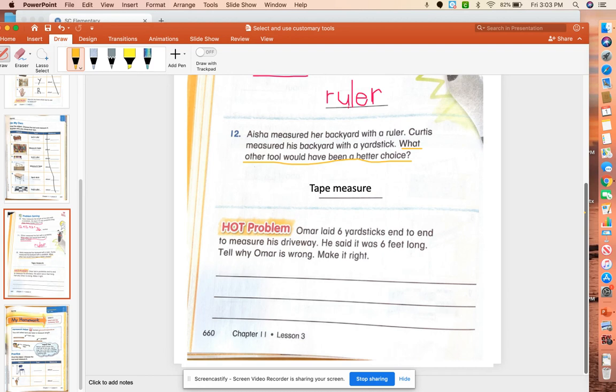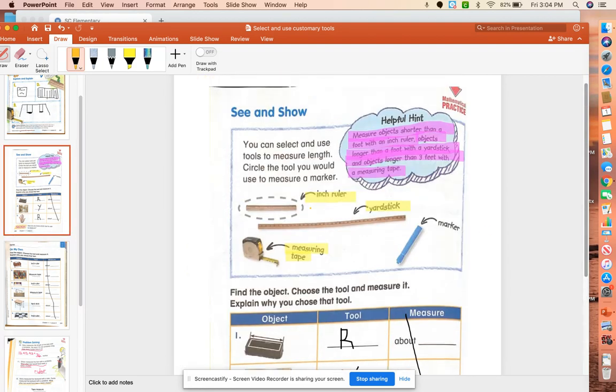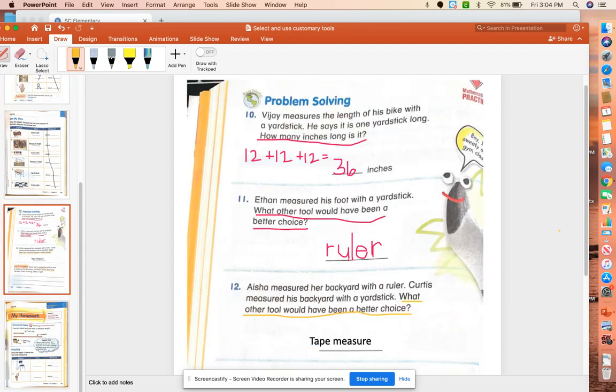He laid down 6 yardsticks end to end to measure his driveway, but then he said it was 6 feet long. No, it's not 6 feet long. It is 6 yards long. Remember, if you look back at this picture, 6 of these inch rulers would be very different than the distance of 6 of these yardsticks, right? So we're just going to talk about that one today.